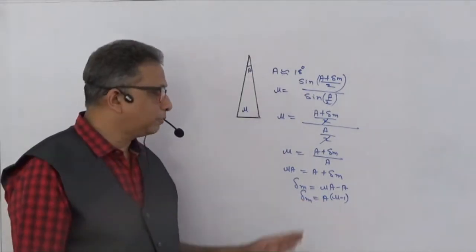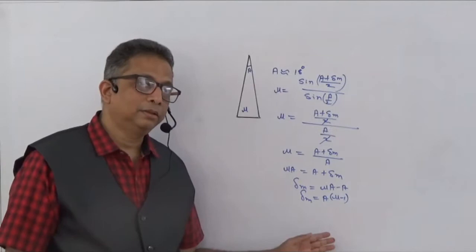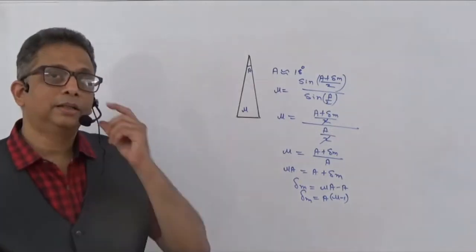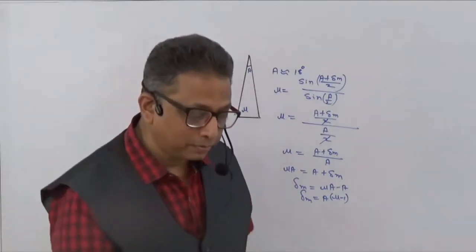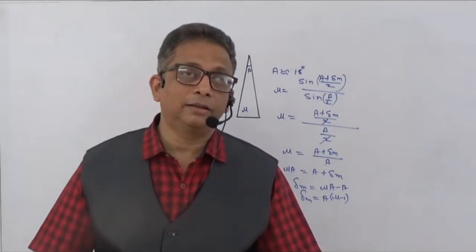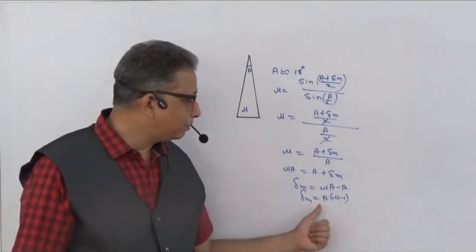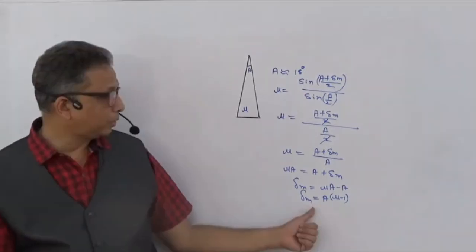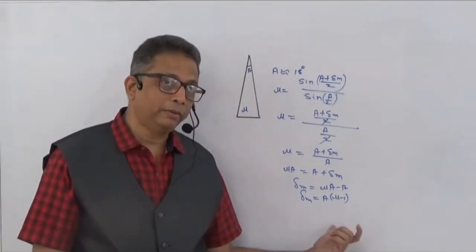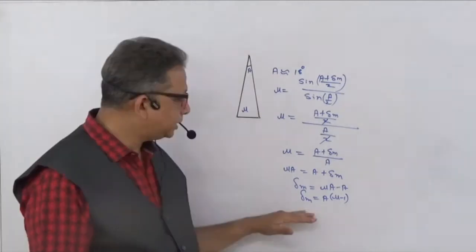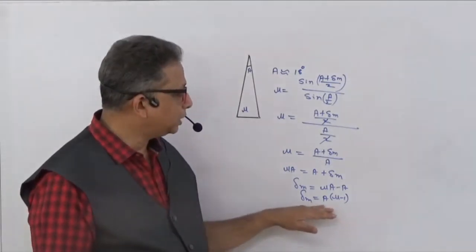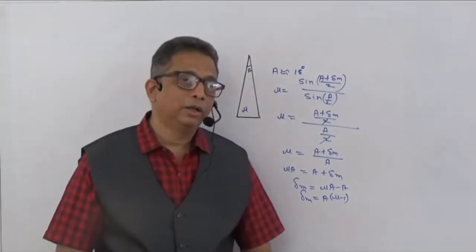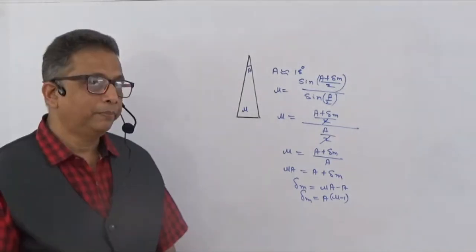So this equation of delta m will be applicable, please remember, only when it is a thin prism. If it is a normal fat prism having an angle of 30 or 60, then minimum deviation will be there even for a thicker prism, but this relation, delta m is equal to a into mu minus 1, will not be applicable.